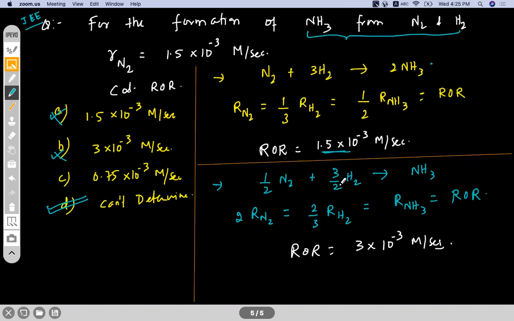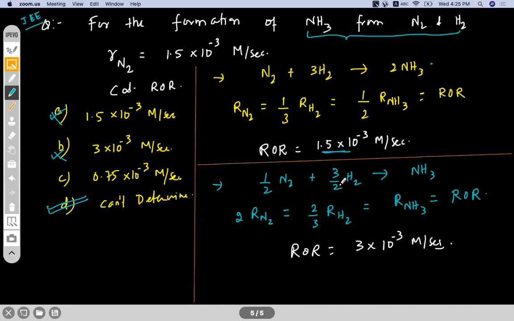Done? Is it the same you're getting in both the reactions? Yes, sir. Right. So always keep this in mind that you cannot find out the rate of a reaction which is not given in the question. You cannot assume the reaction. So write down one note after this.